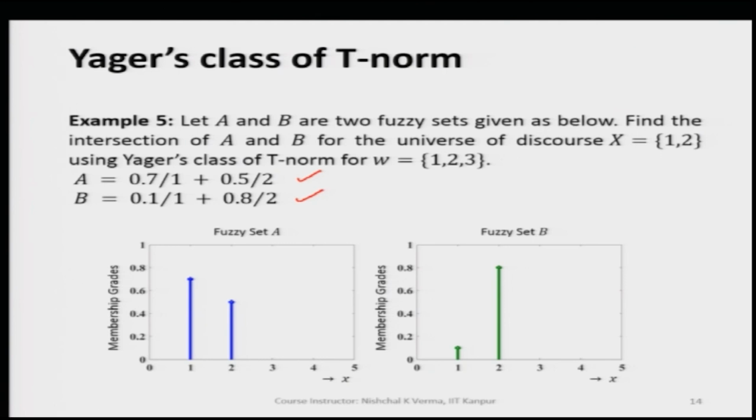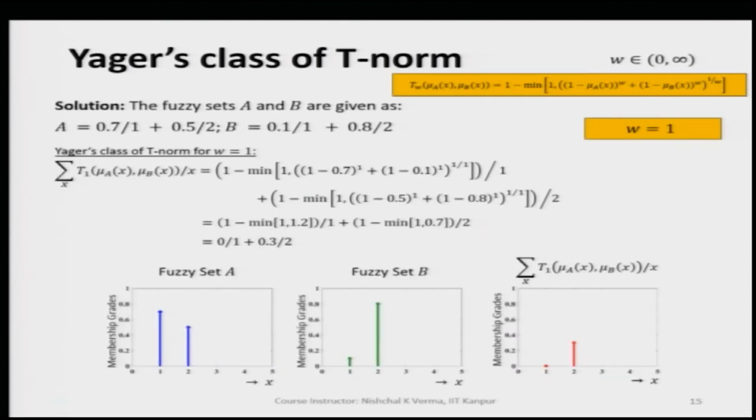So, here when we apply the Jaeger's class of T norm on these two fuzzy sets A and B, when we apply the expression for the Jaeger's class of T norm on the membership values of fuzzy set A and B, we get this expression finally. You can see all these steps are shown very nicely for understanding.